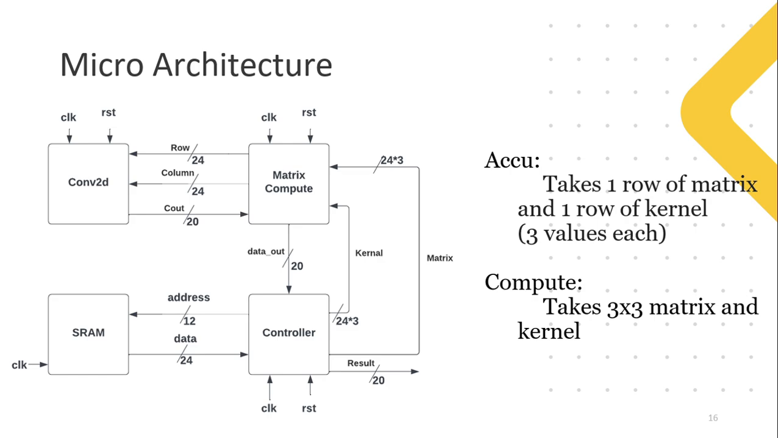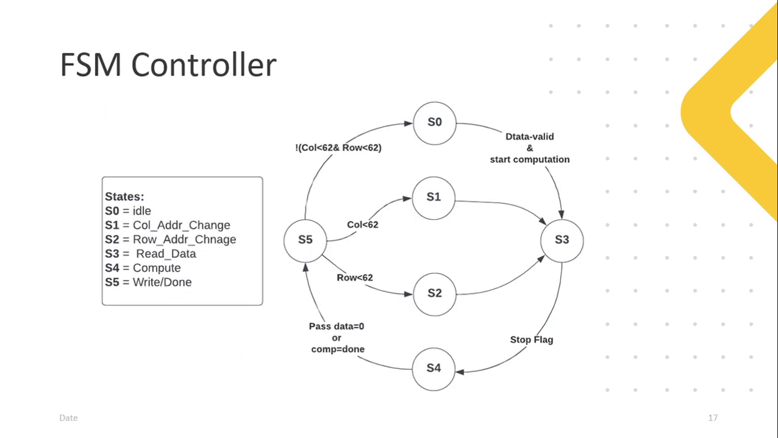If we look deeper into the controller, this is a state diagram that represents its functioning. There are states that represent the different stages of the program. We check the columns and rows, and we keep track of when data is computed so that we can write it back. This diagram is very simple and gives the basic idea of how our convolution design was working. So this is all about the project generally.